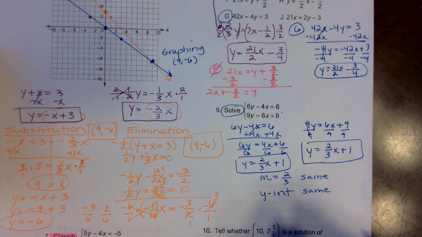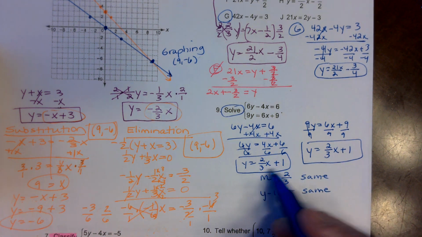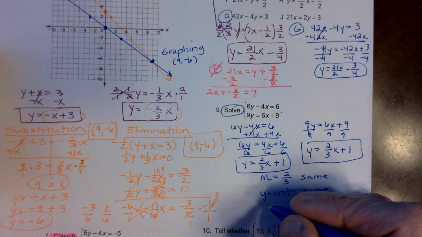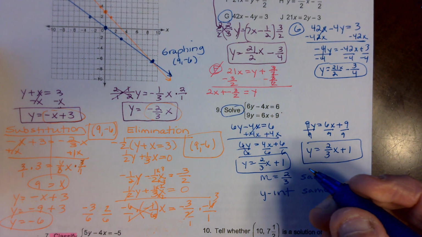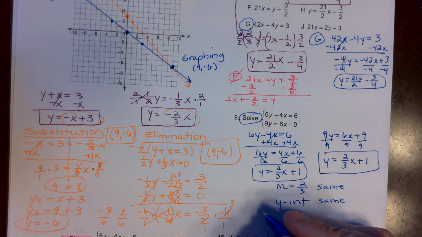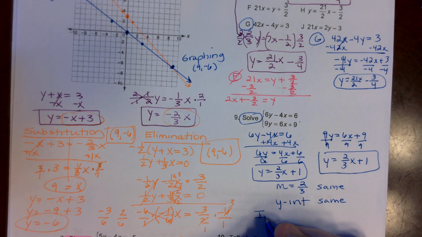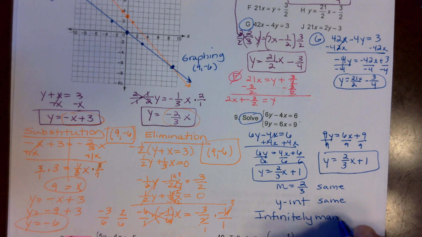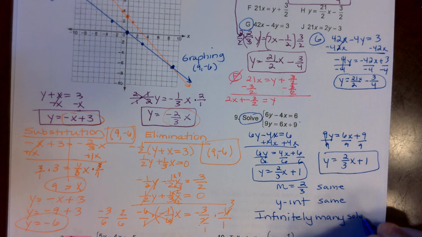You are correct. It is the same exact line. So if it's the same exact line, how many solutions are there? Just did that. Infinitely many. They overlap. Everything's the same. So you would literally write infinitely many solutions.